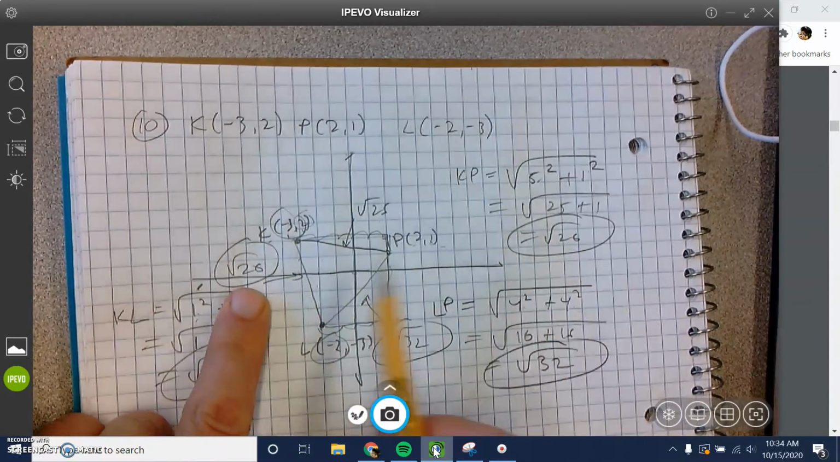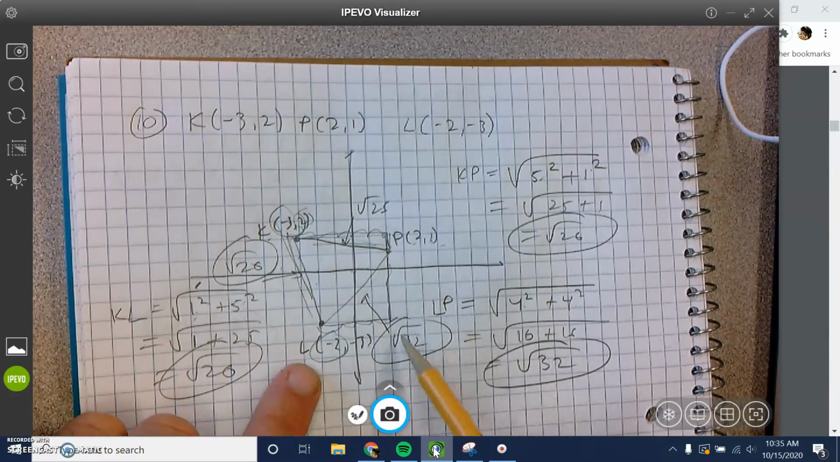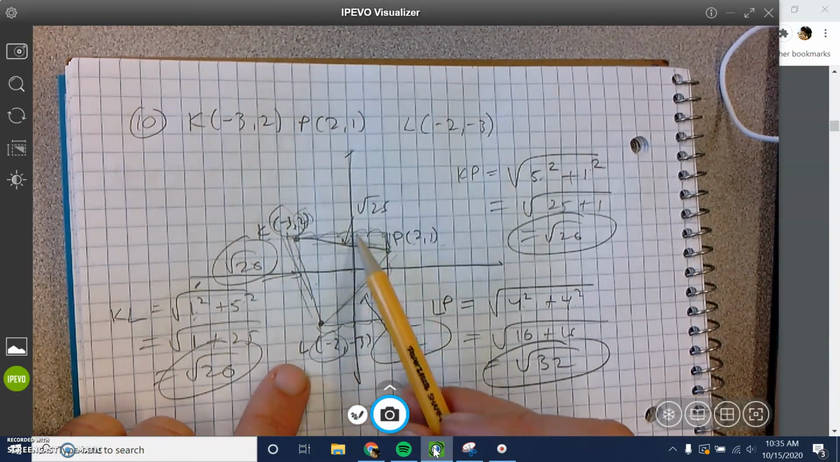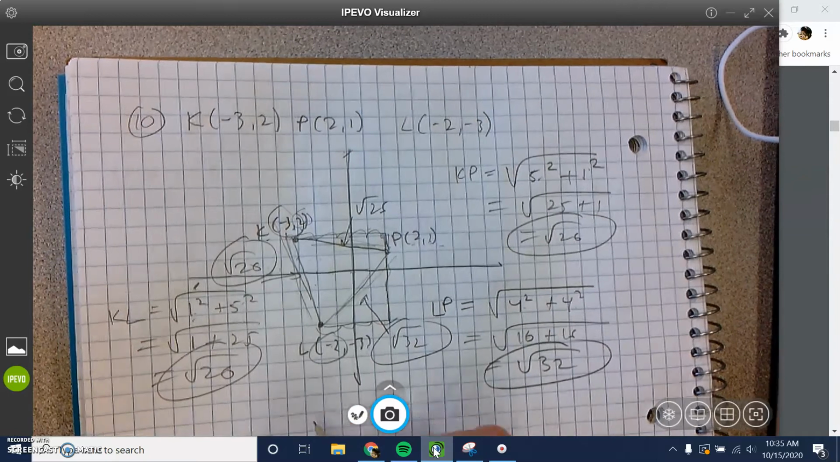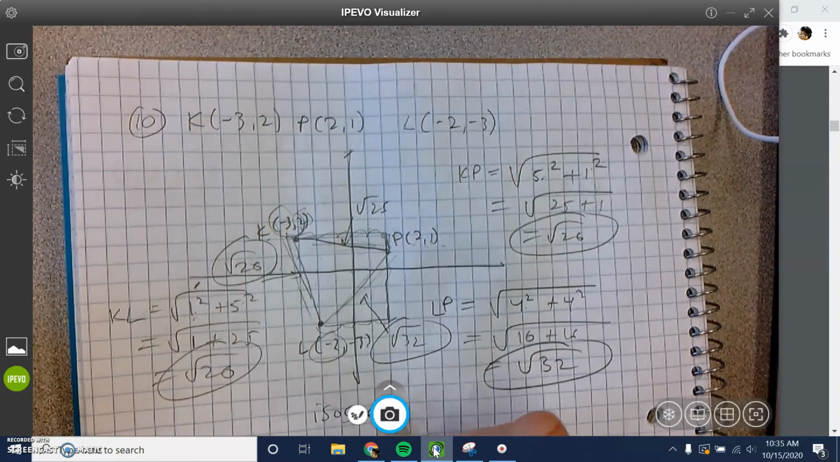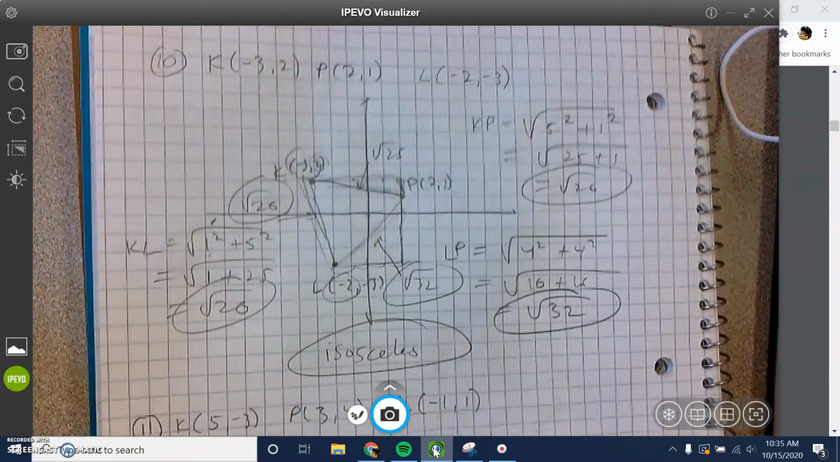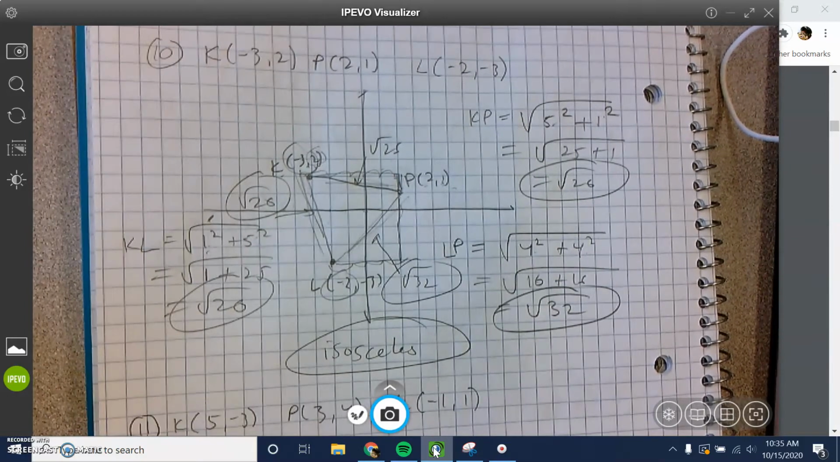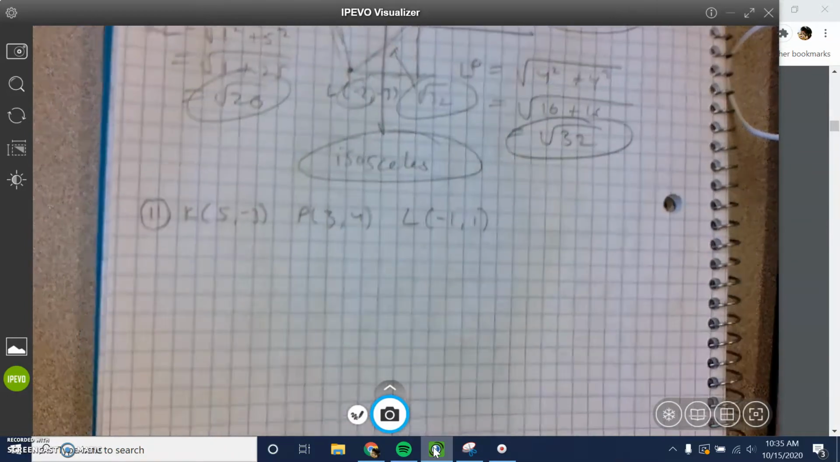Looks like I have square root of 26 here, square root of 26 here, and I have square root of 32. So I have two sides that are congruent. So what do we call that? Isosceles. Yeah, there we go. Isosceles triangle for number 10. Got it. Okay, last but not least, let's do number 11.